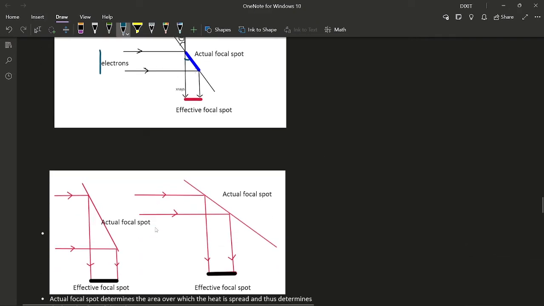Now just to show what happens while altering the anode angle, consider two examples. These are two different imaging systems. So in the first one, this is the actual focal spot.